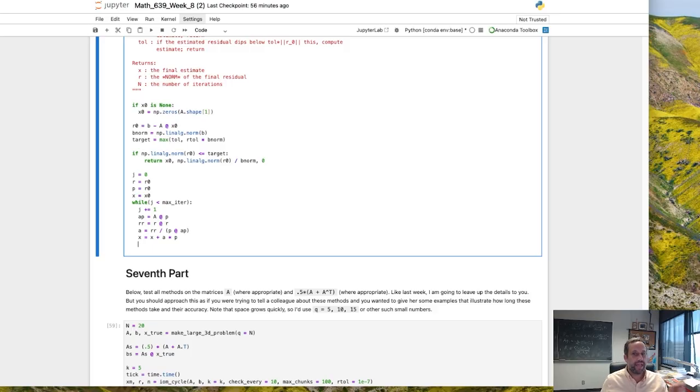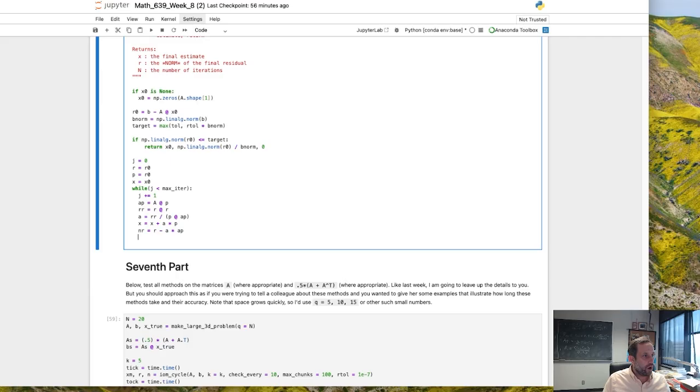So I'm going to introduce the next value of r, the new residual. The new residual is going to be equal to r minus a times ap. That's just r_j. So this says r_{j+1} is equal to r_j minus a_j times Ap_j. That's all this says. What is r? It's the current value of r. a, I already mentioned, is a_j, and then ap is A times p. Okay.